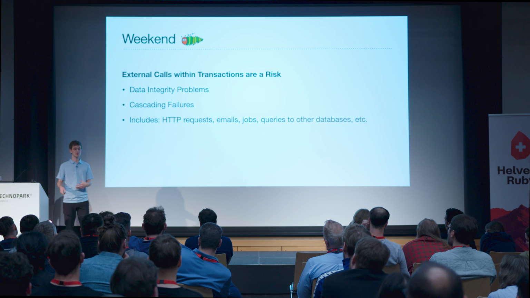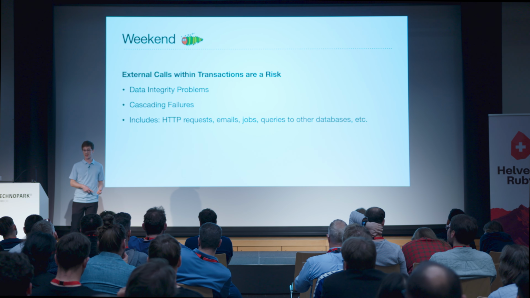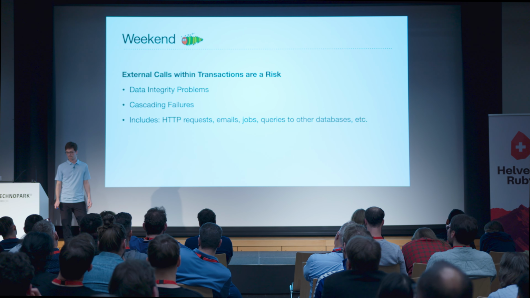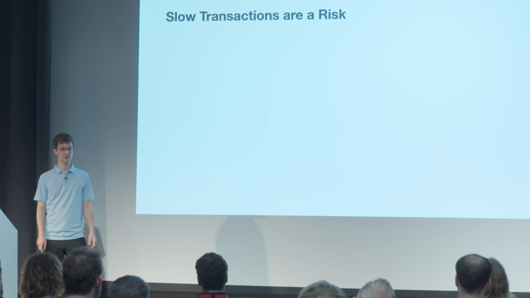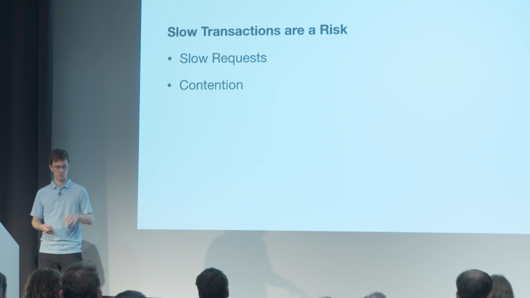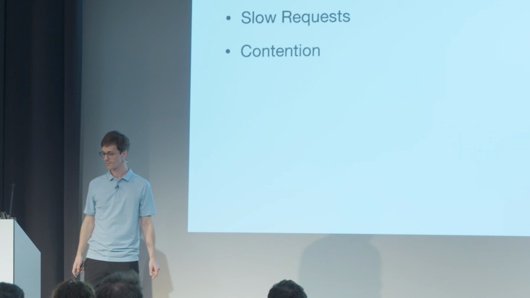These external calls include all sorts of different things. Really, the only thing that should be in a database transaction is queries to that specific database. You don't want much of anything else inside of a transaction. Cat also learned that slow transactions are a risk. If they're inside of a request, they make slow requests. We don't like those. But also, we don't really want slow transactions anywhere, because contention has a way of spreading. A slow transaction in a job might actually slow down a request or create errors in a request.